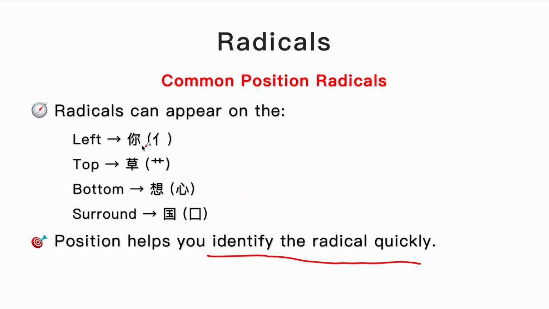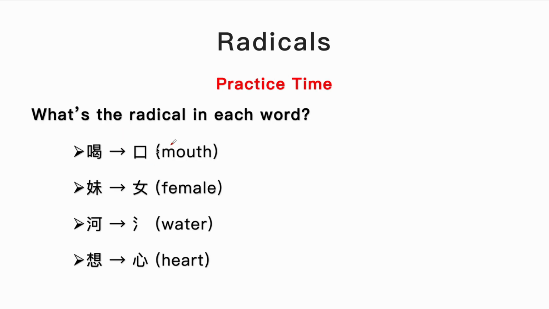The position helps you to identify the radicals quickly. For example, this means something related to person. This means something related to grass. This is related to heart. And this is related to mouth. Well, in this character, the radical is 口, mouth. It is right here on the left side. In the second character, the radical is 女, which means female, and it is right here.